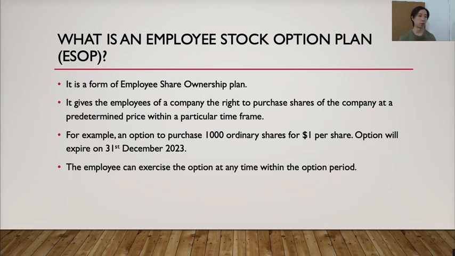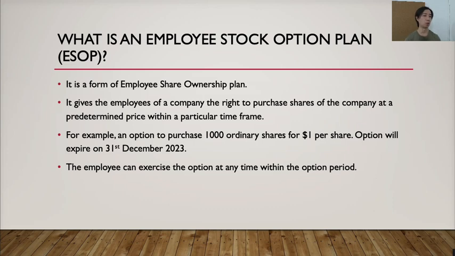For example, today is the 26th of June, 2023. If today I were to issue an option to purchase 1,000 ordinary shares in my company for $1 per share, the option will expire on 31st December 2023. So essentially, once the employee is the owner of this option, the employee has the right to purchase 1,000 ordinary shares for $1 per share. This option he has to exercise before 31st of December 2023.